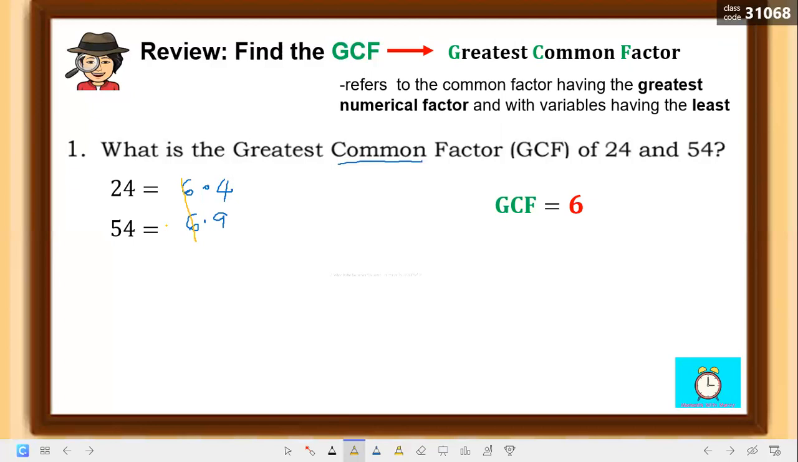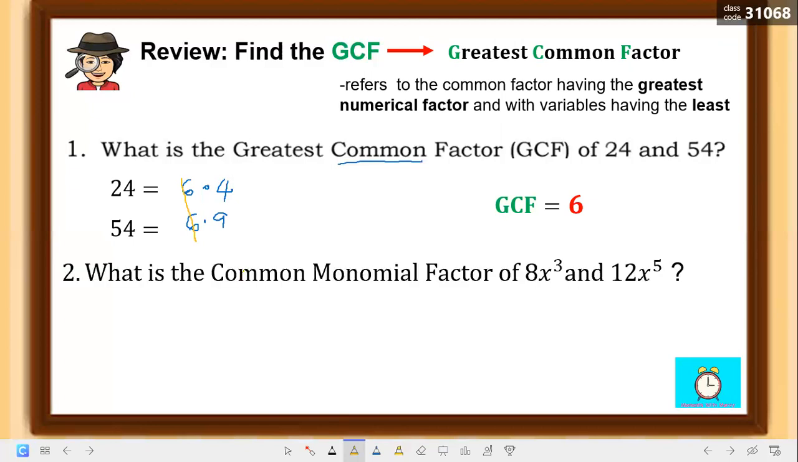Let's have another. But this time, meron siyang variable na. Okay. What is the common monomial factor? Kapag meron na kasing variable, sasabihin na natin siyang common monomial instead of greatest common factor. Same lang po siya kapag binabanggit natin. Sige nga, can you give me first what is common from this monomial? 8x cubed and 12x to the 5th power.